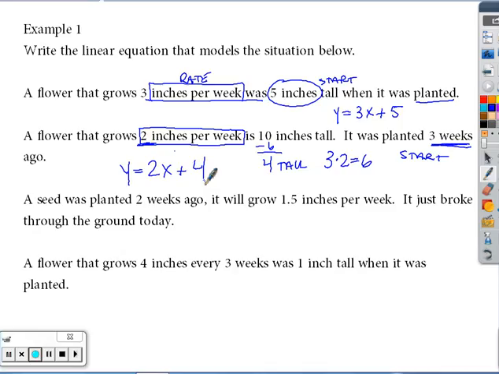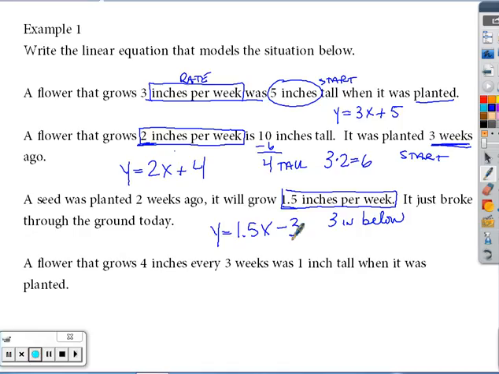A seed was planted 2 weeks ago. It will grow 1.5 inches per week. It just broke through the ground today. So if it was planted 2 weeks ago and it grows 1.5 inches per week, we can determine how far below the ground it was planted, right? Because 2 weeks ago would have been 1.5 and 1.5, which is 3 inches below the ground. So 3 inches below ground level. So if we're writing this equation, it's going to be y equals 1.5x because the 1.5 inches per week. Okay, but here we're going to have to go minus 3 because it was planted and it was a seed and it was below the ground.